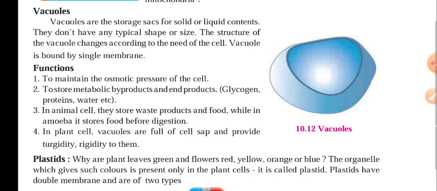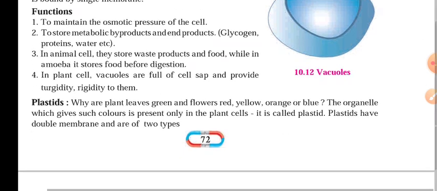When we talk about vacuoles, they are storage sacs for solid or liquid contents. They don't have any typical size or shape. The structure of the vacuoles changes according to the need of the cell. Vacuole is bound by a single membrane.